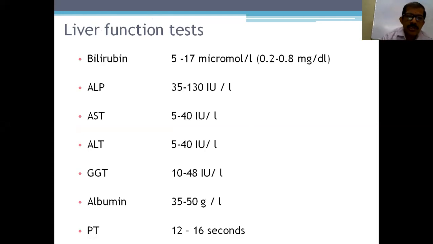So all these functions you can test by these tests. Most of all, we mainly depend on bilirubin production. So in jaundice, we will measure this bilirubin. Normal is between 0.2 to 0.8. Of course, usually we say anything more than 1 is abnormal.